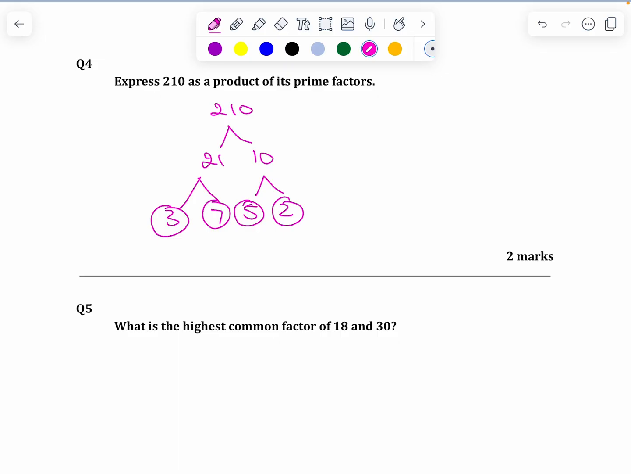You have to be careful. Remember I told you, you have to write your final answer. 210 equals 2 times 3 times 5 times 7. You do not have to write it in numerical order. I just like doing that. But as long as you write the multiplication down.